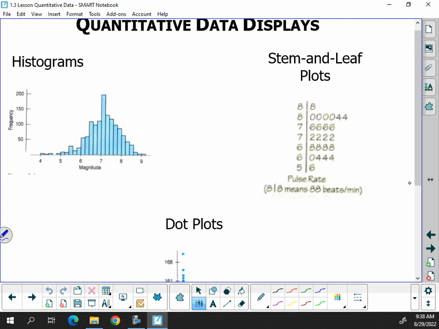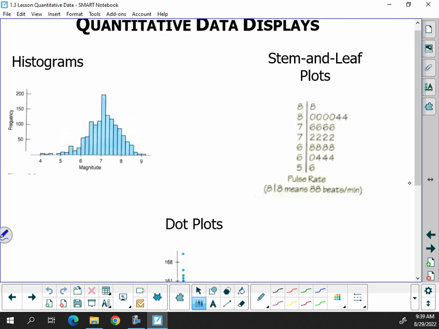You can see a histogram looks like a bar chart, but what's really important is that any gaps that exist in a histogram need to be intentional. So in a bar chart, we just sort of separate all the bars in equal distance. Here, the location of the bar represents a measurement, so we need to be careful with that.